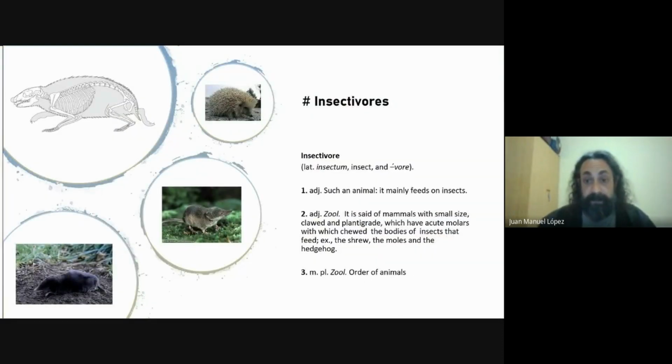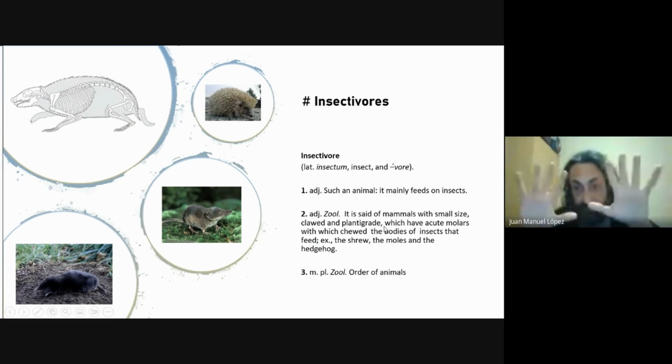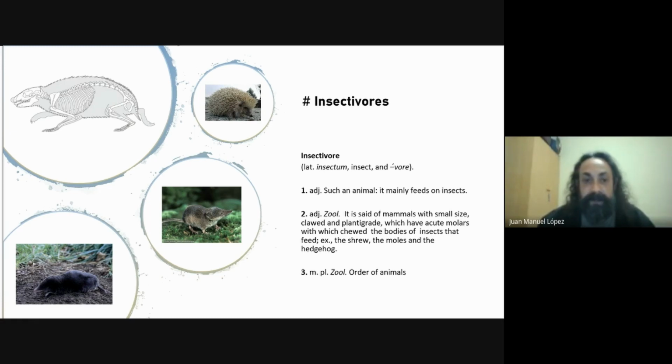The insectivore. What is an insectivore? An insectivore, as the definition says, is a mammal with a small size that is plantigrade, with the fingers like that. I don't know how to describe it on the computer. And the main thing is they eat insects, and more or less it is like a rodent, but with the mouth and the nose acute. Here a mole and a hedgehog, which are all insectivores.